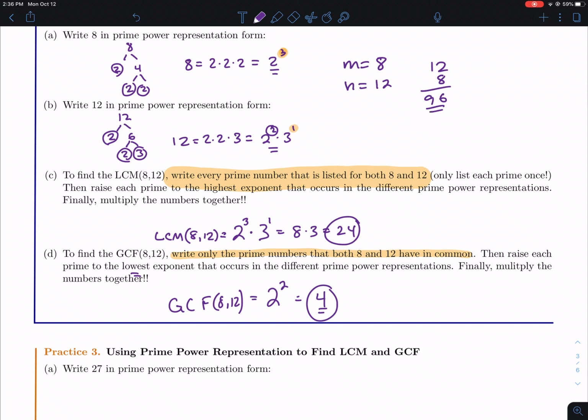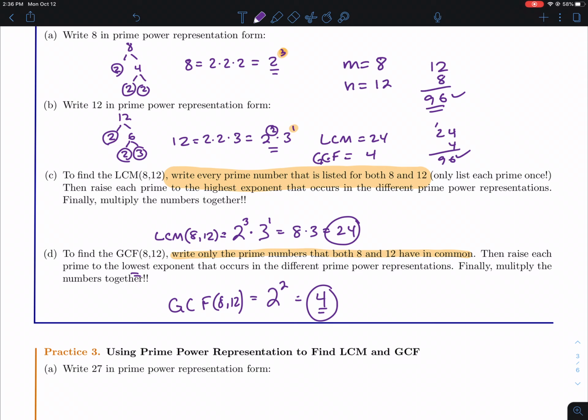And so what happens if I multiply my LCM, which is 24, by my GCF, which is 4? I also get 96. So basically what that tells me is that I've got those answers right. It's a built-in check to make sure that the least common multiple and the greatest common factor you got were correct.